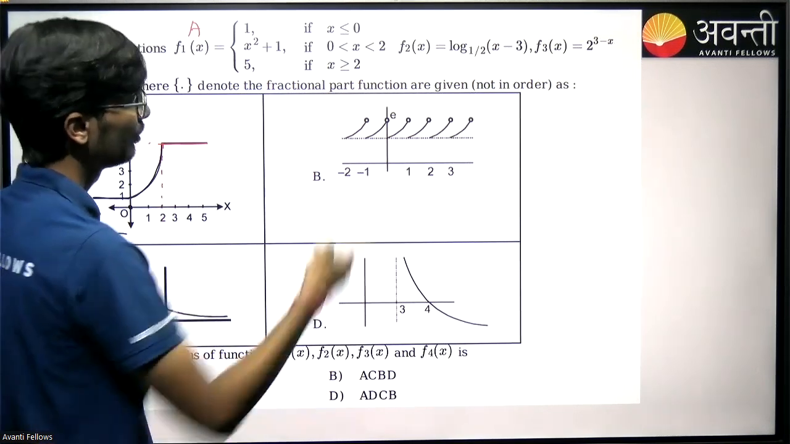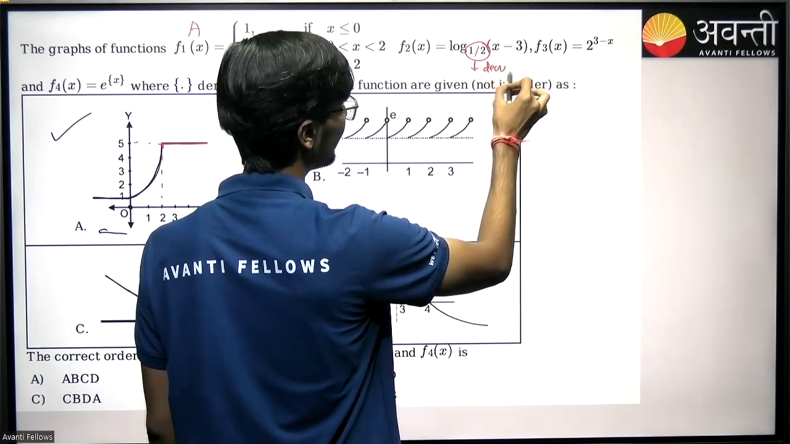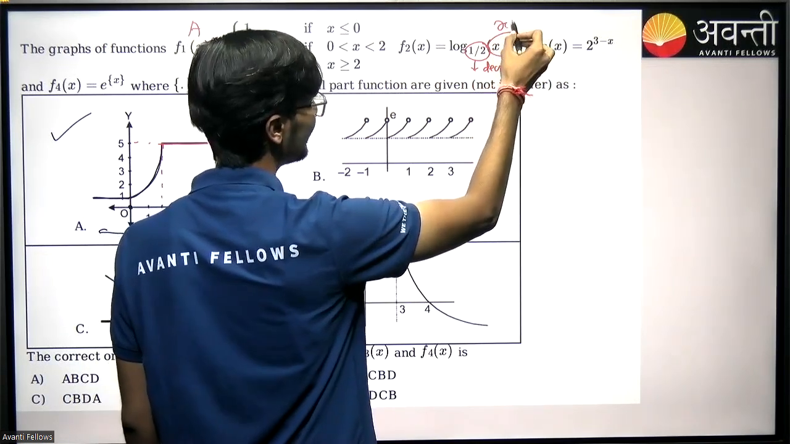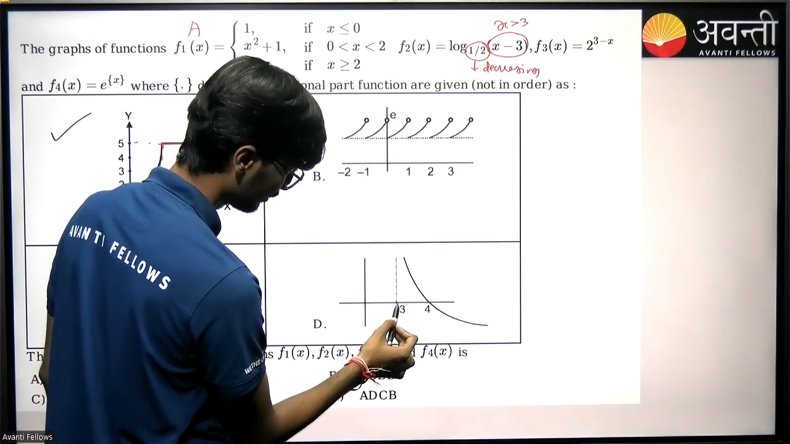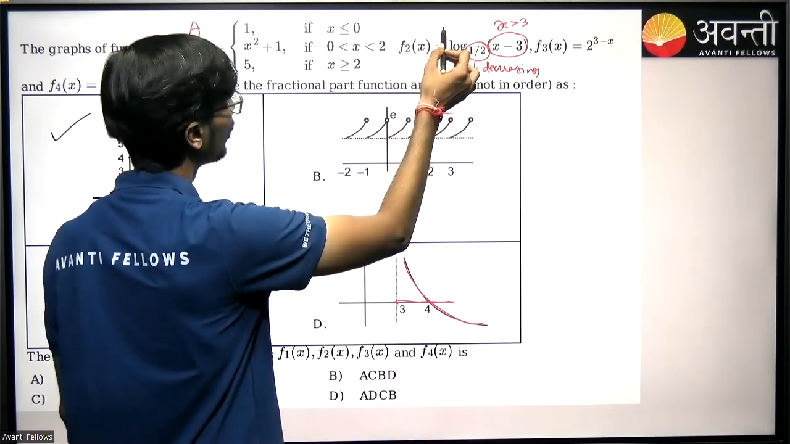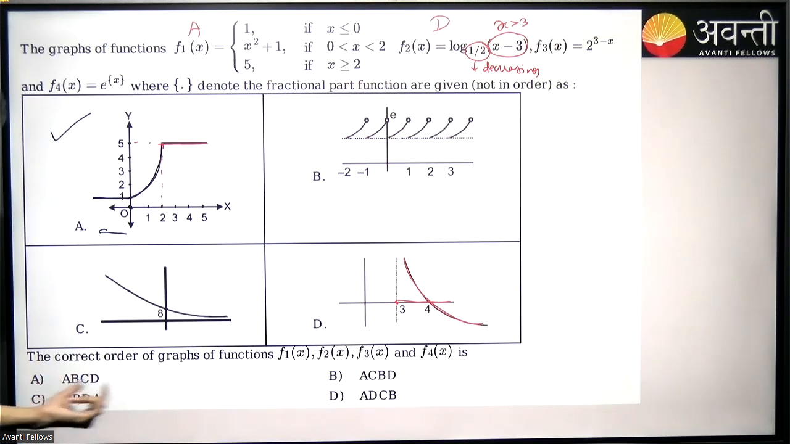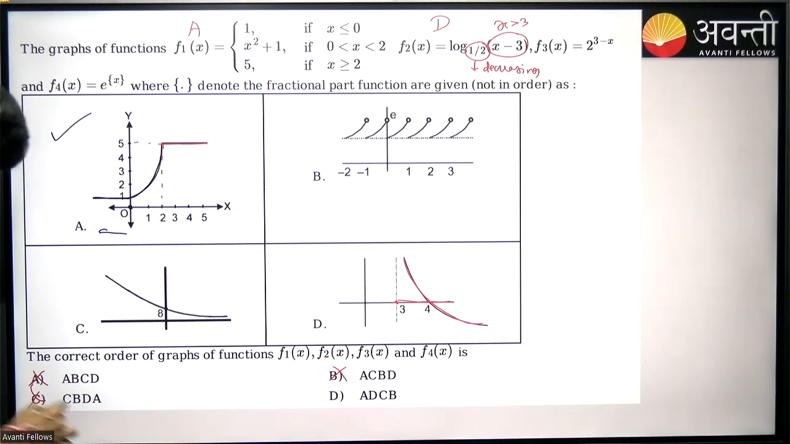Let's see f2. f2 is log. See, log base less than 0 implies decreasing, right? And here you can see the domain, so x should be greater than 3. So yeah, this is the graph, because here x is greater than 3. This way we get the y. So for this it is D. So first is A, second is D. So AD. This is AB, so gone. AC gone. CB gone.